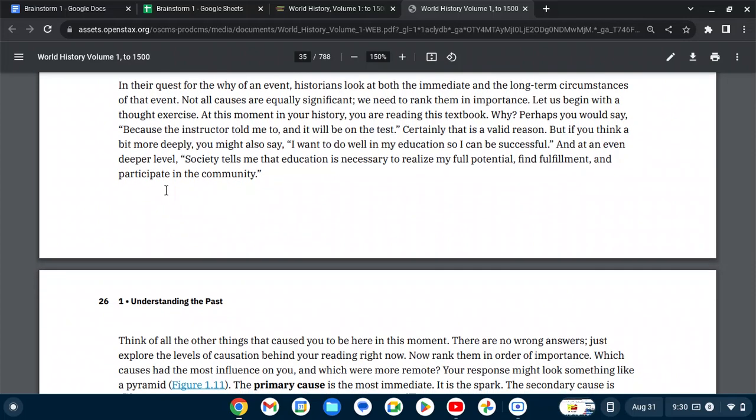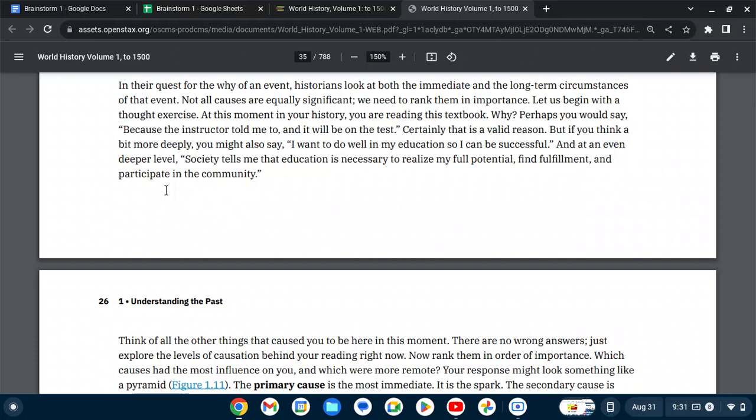In their quest for the why of an event, historians look at both the immediate and the long-term circumstances of that event. Not all causes are equally significant. We need to rank them in importance. Let us begin with a thought exercise. At this moment in your history, you are reading this textbook. Why? Perhaps you would say, because the instructor told me so. And it will be on the test.